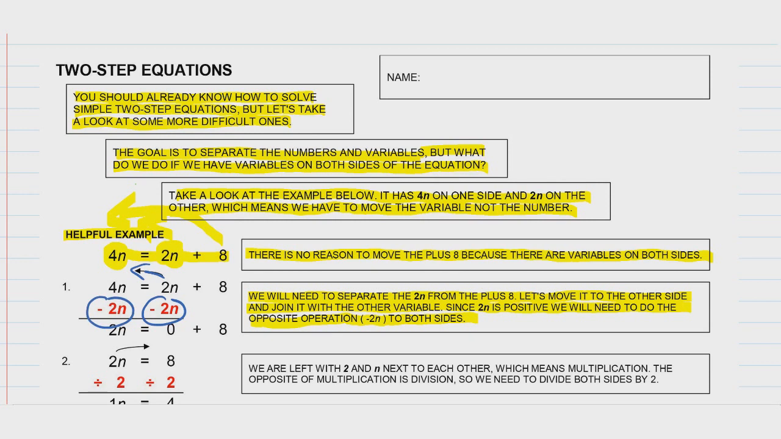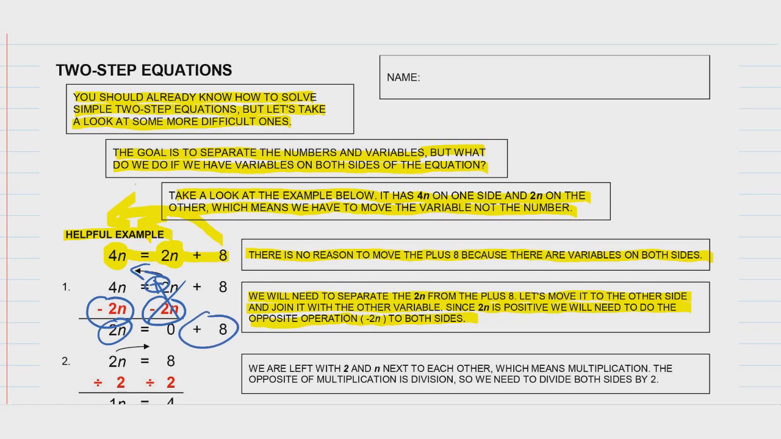Some of you might be thinking, wait a second, how do I know this is a positive or a negative? Well, if you do not see a sign, it is always positive. So if you do not see a sign, it's positive, and the opposite operation of positive is negative, or the opposite operation of addition is subtraction. All right, so they subtracted the 4n minus 2n, which gave us 2n. And then the 2n minus 2n cancel each other out. And we're left over here with a plus 8.